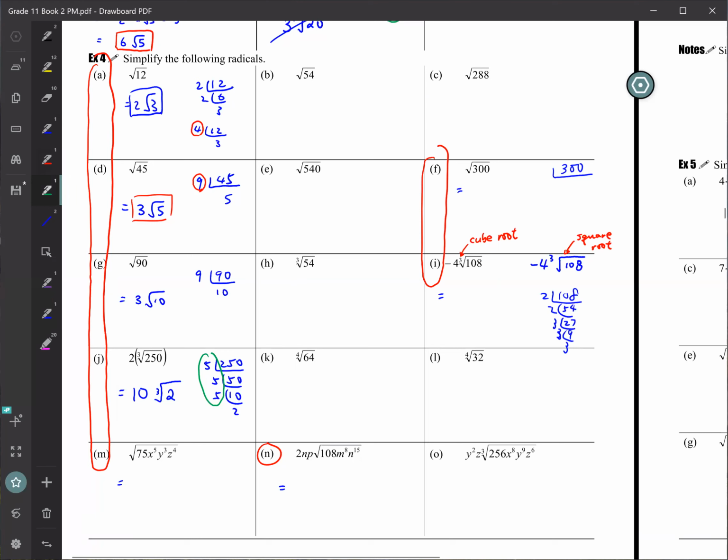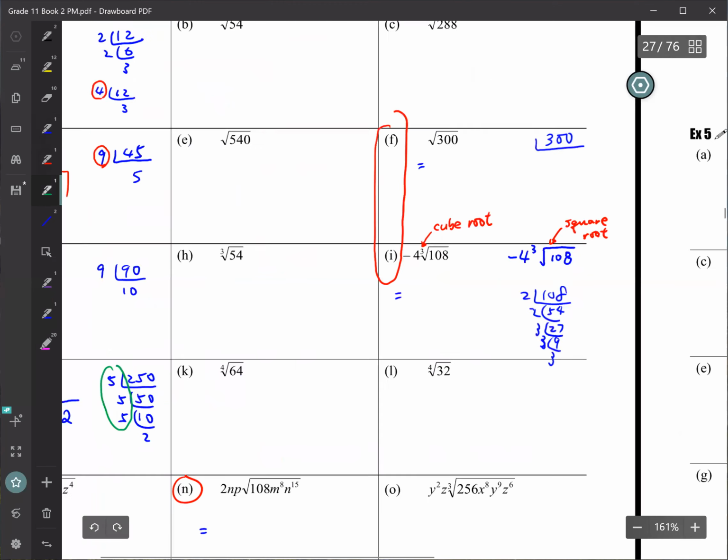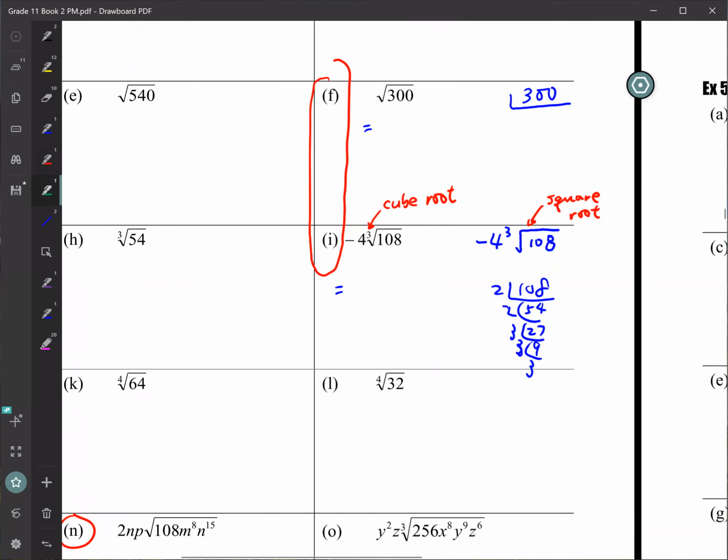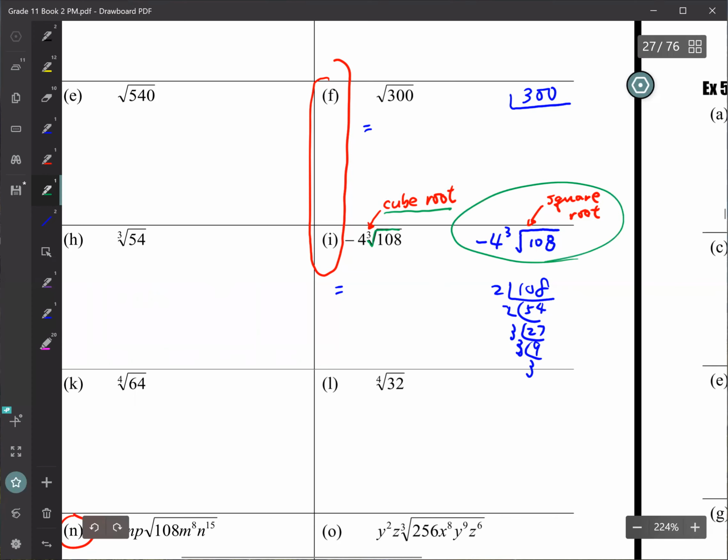Wait, is this square root or cube root? Well, look at the screen. What does it say? Square root. Okay, you look at the symbol, right? I wrote down cube root here. I know this one is a cube root because it's attached right above the root. If it's a square root, they will put it further apart. Okay, then only 3 goes out, right? So for the question, it's a cube root.